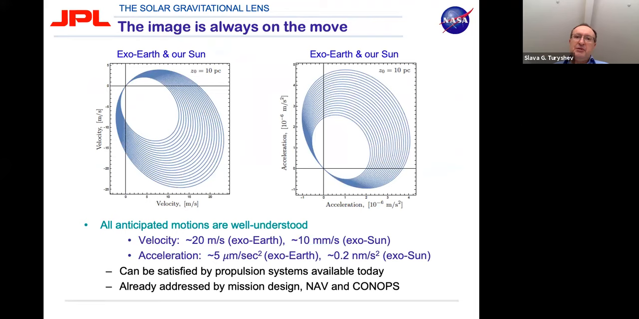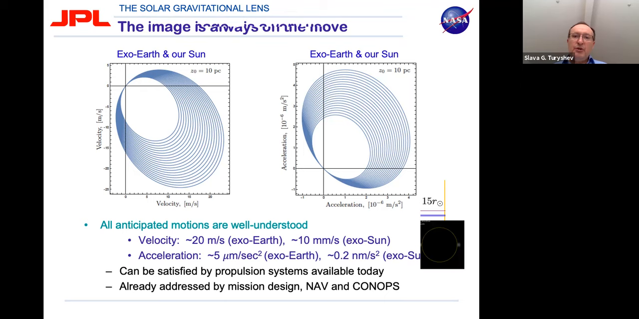The image moves with roughly meters a second, so our spacecraft has to follow that image. But the acceleration is pretty much at the level of a few microns per second squared. So this capability is already enabled by the current electric propulsion on a small spacecraft, and we don't require any new technology to be developed. With the small accelerations that we have to deal with, our mission will be able to follow the image quite reliably. The spacecraft will have to be always on the move, and this is a challenge that was already addressed in the mission design.